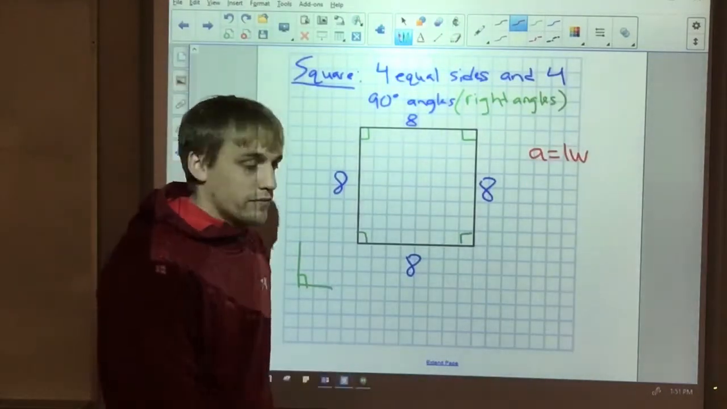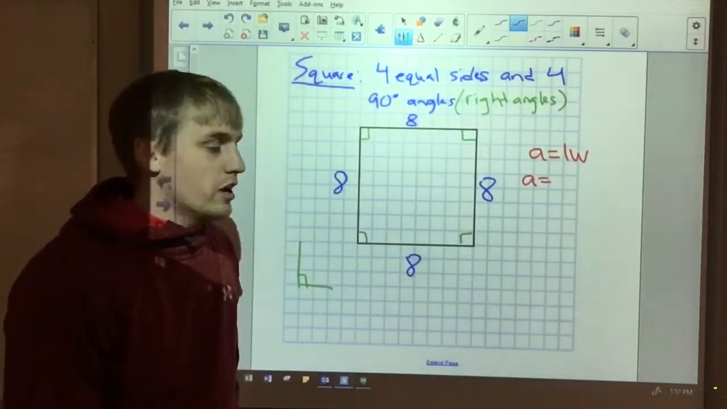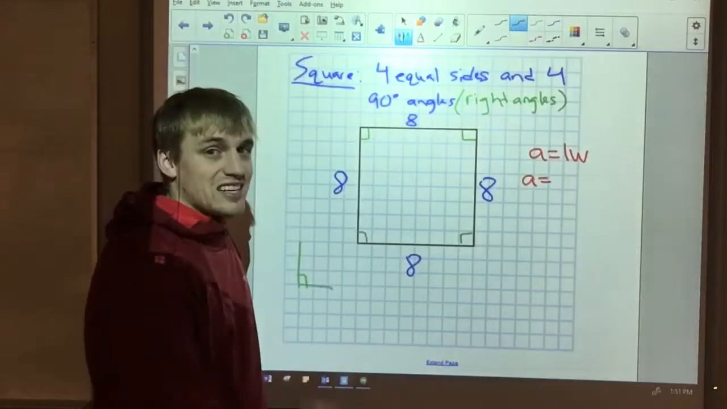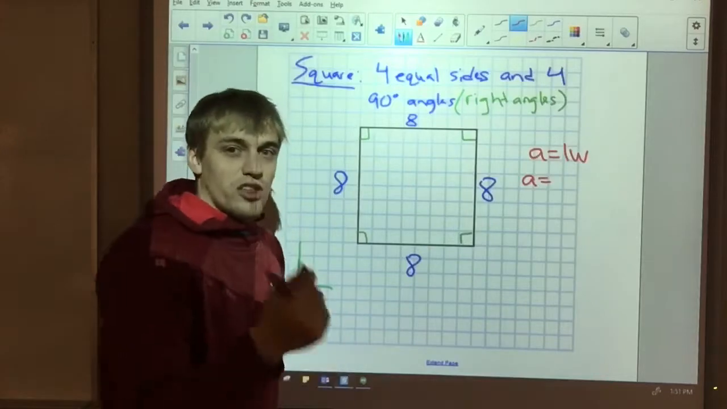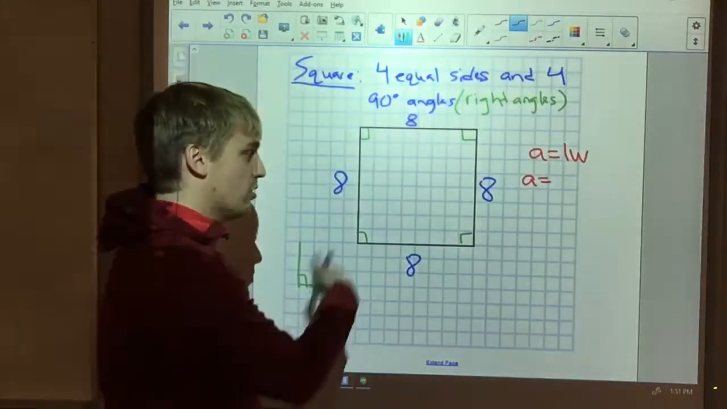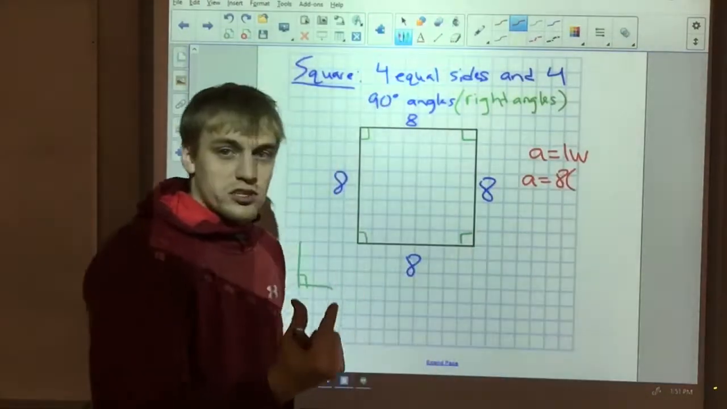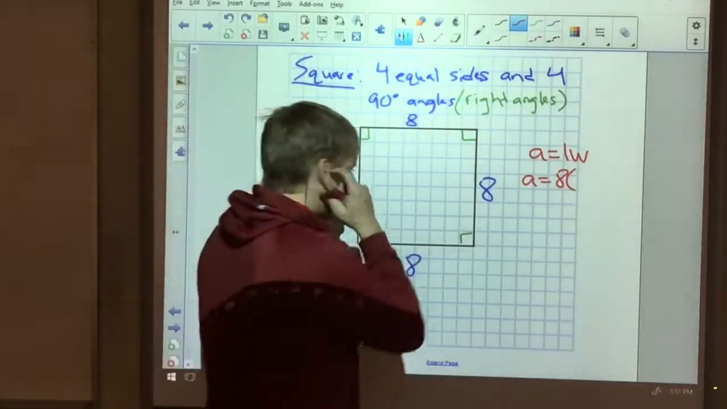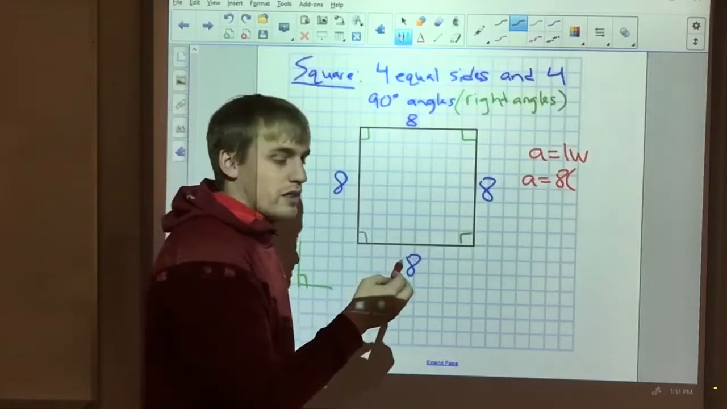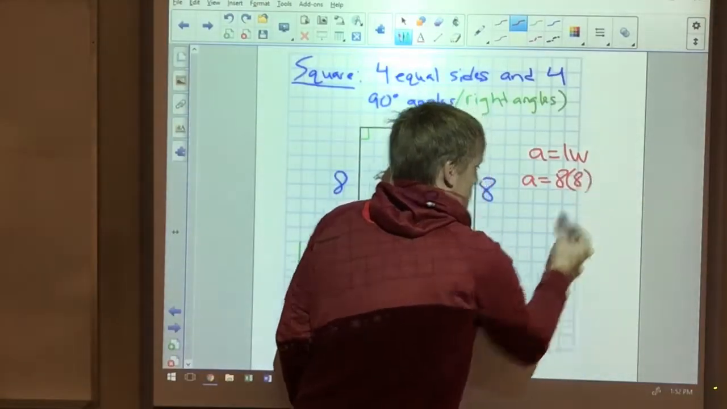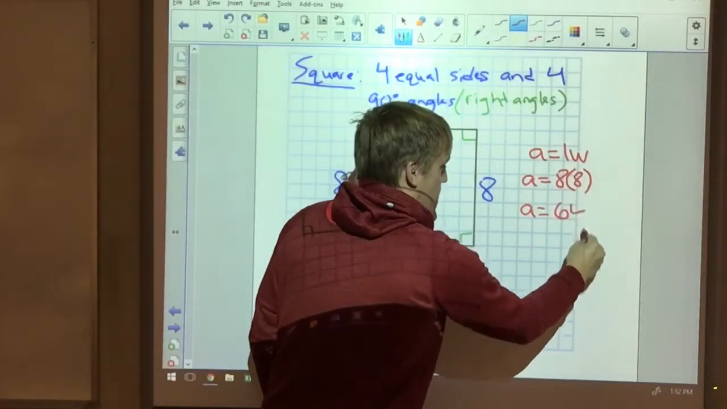Well, this is a square, so we're solving for area of the square, and area, so we're going to find the size of the surface of this square. We're going to take the length. Well, the length is usually the longer side, but all the sides are the same, so we're going to take 8, and the width is usually the shorter side of a polygon. And the width is also 8. So area equals 8 times 8 is 64.